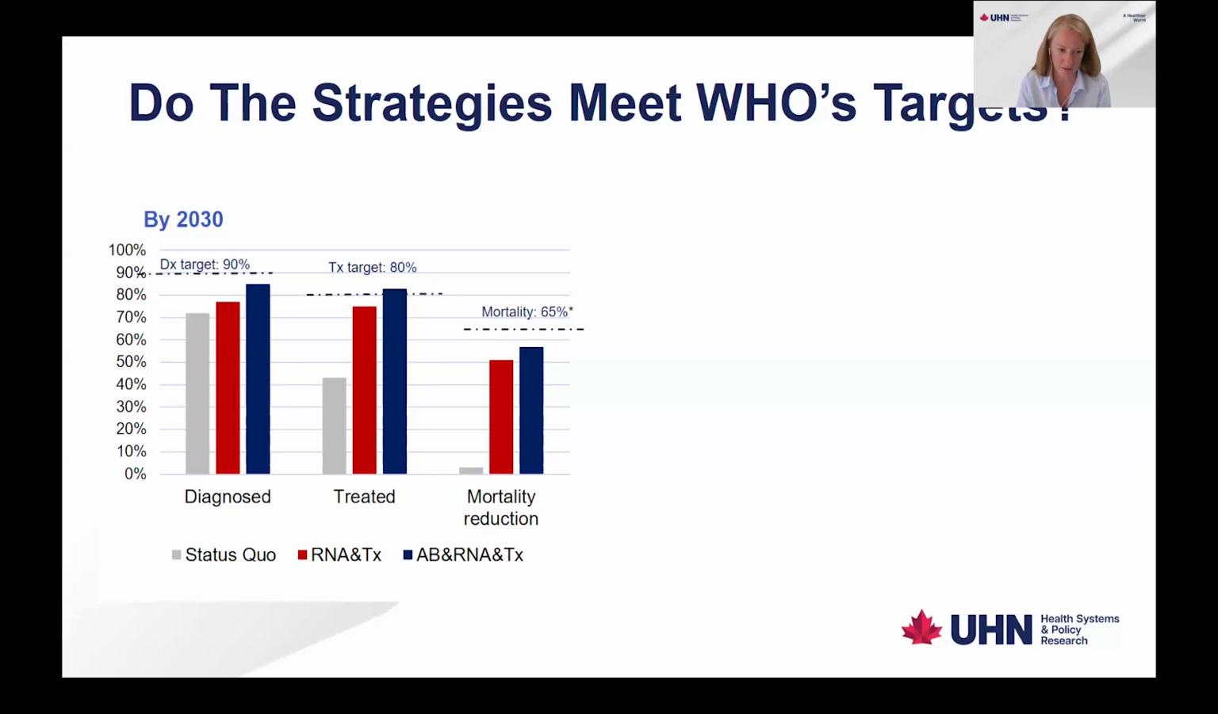Now, if we improve linkage to care, for example with reflex testing and linkage to treatment, that would be the red bars. We would diagnose 70% of people with chronic hepatitis C and treat 75%. So it's some increase. However, we are still falling short of WHO goals with respect to mortality. And then improving linkage to care and adding screening to reach the undiagnosed population, those are the blue bars here. We found that 85% of the population would be diagnosed, 83% treated, and we would reduce liver-related mortality by 57%. So still falling short of our goals.